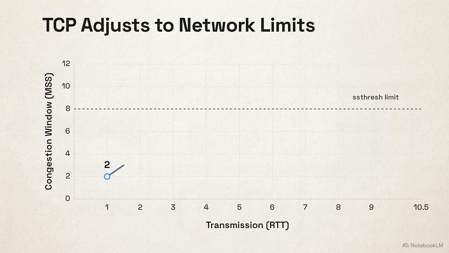While it is called slow start, the growth rate during this phase is actually exponential. The rule here dictates that the congestion window doubles every round trip time. For every successful acknowledgement received, the window increases by 1 maximum segment size. By transmission 2, the window reaches 4. If those packets are also acknowledged, the window doubles again. At transmission 3, the congestion window updates to 8.